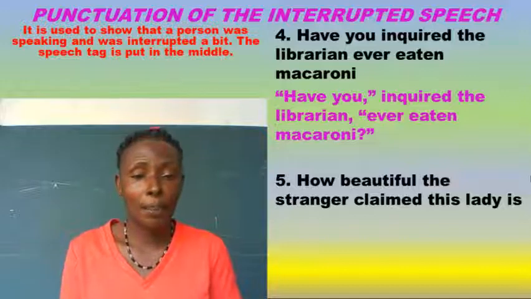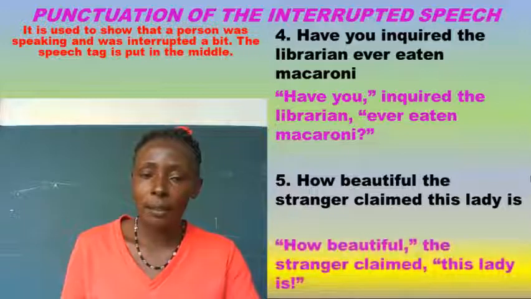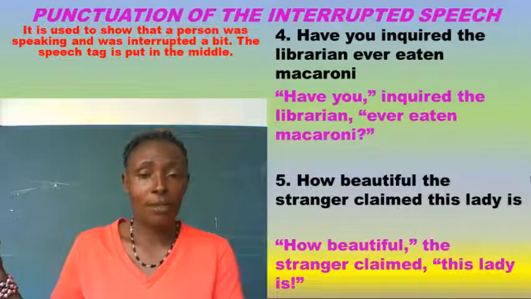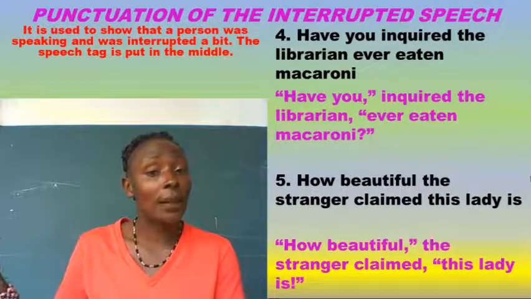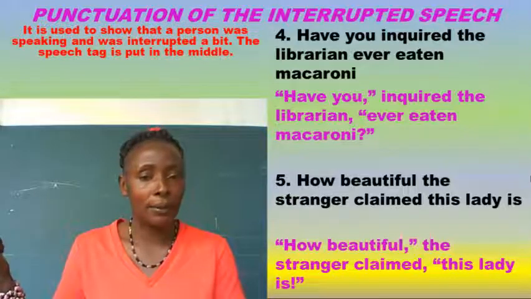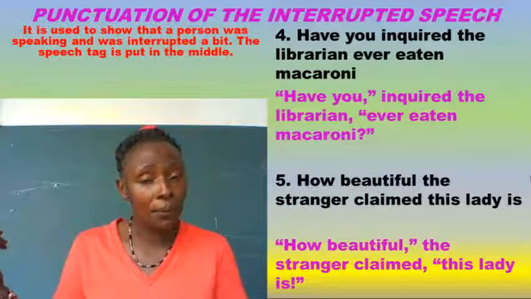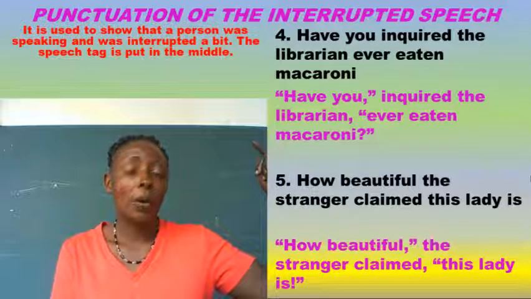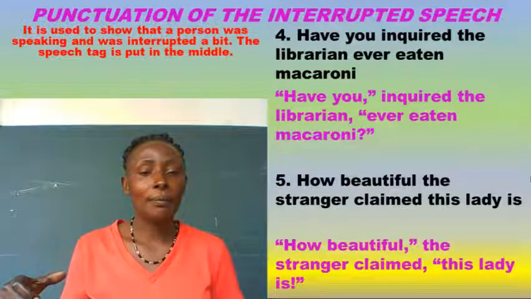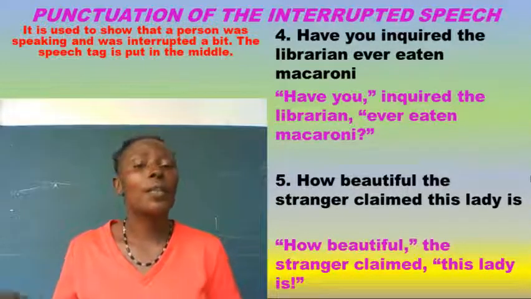So here, our statement begins with the actual words. So how are we going to punctuate it? Open with the inverted commas, we call them quotes. That interrogative word, how, begins our actual words, so that one must be a capital H. Take a note of that. How beautiful. We have not yet completed our actual words. How beautiful, comma, close. Then our speech tag comes in: the stranger exclaimed. This lady is.